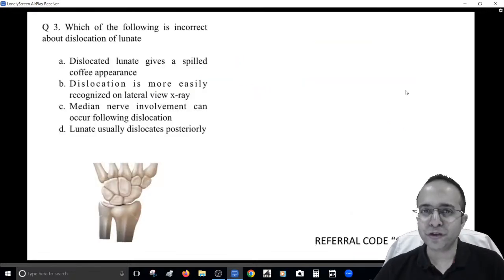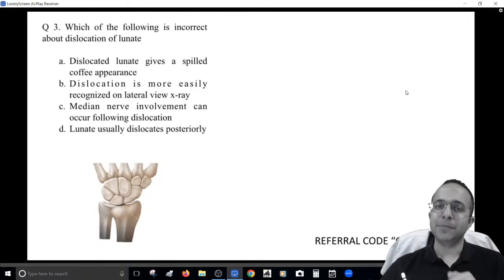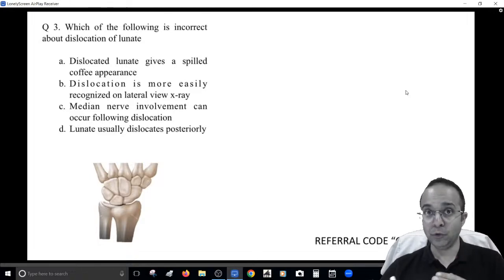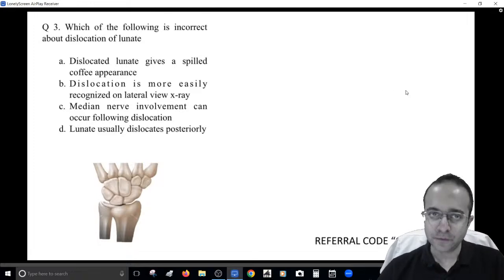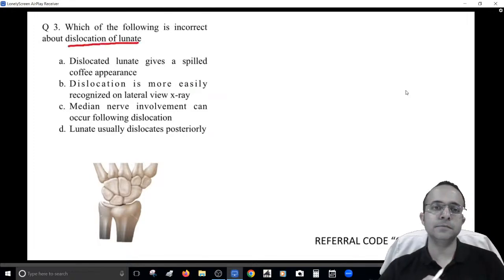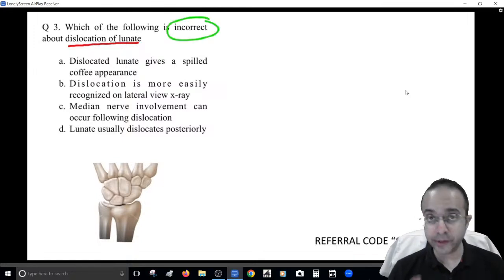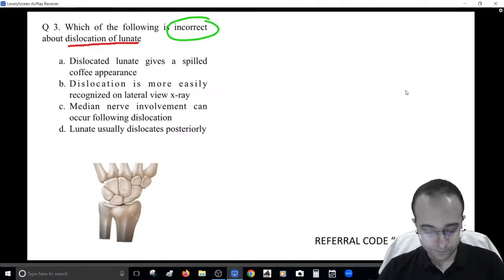So let the questions get a little difficult now, because they were pretty warm-up type of questions. One more topic to cover. A little bit about wrist dislocations. So the topic here is the dislocation of the bone lunate. So you have to tell me, please mind you, the incorrect statement regarding dislocation of lunate.